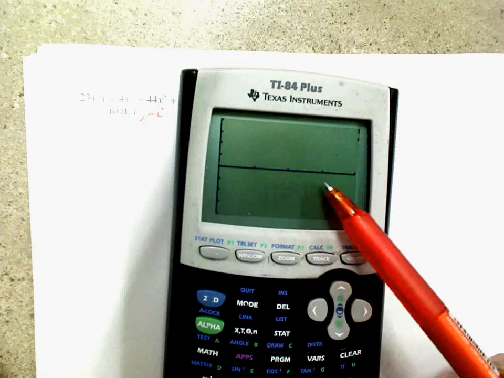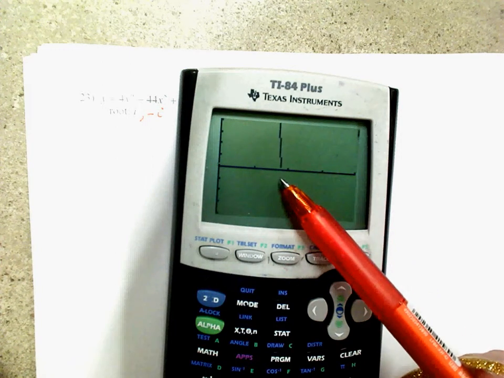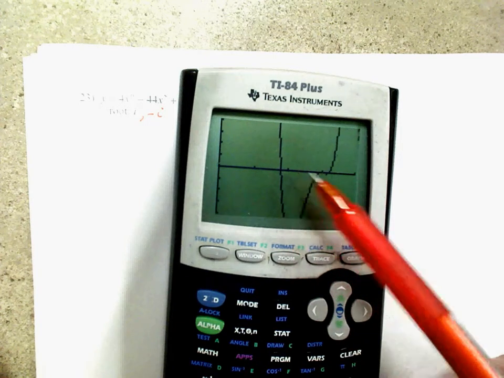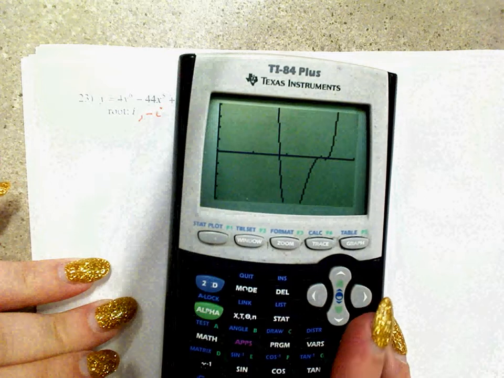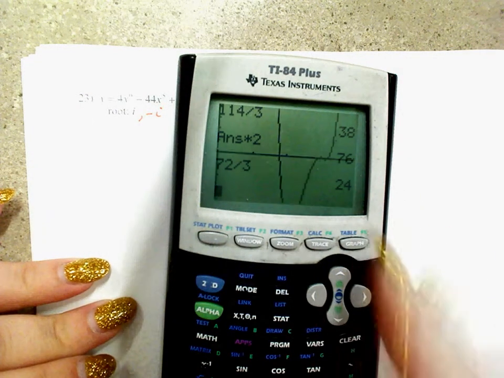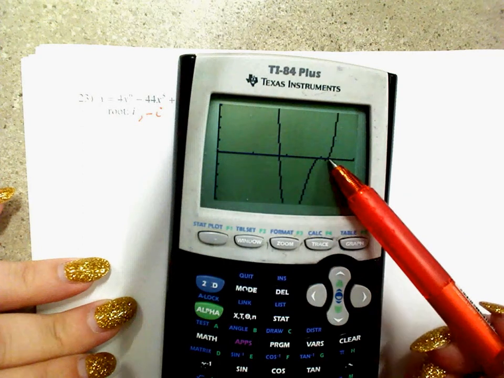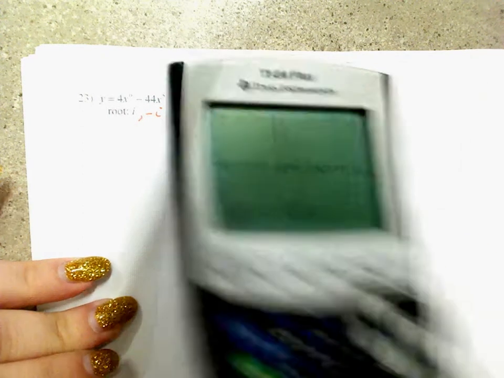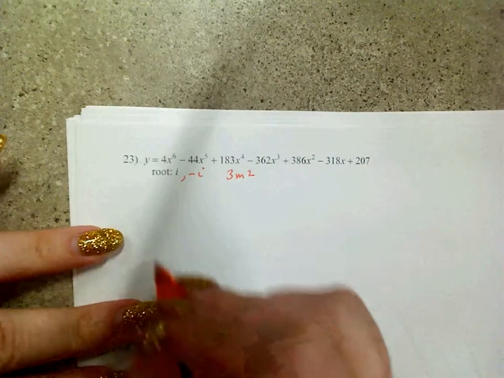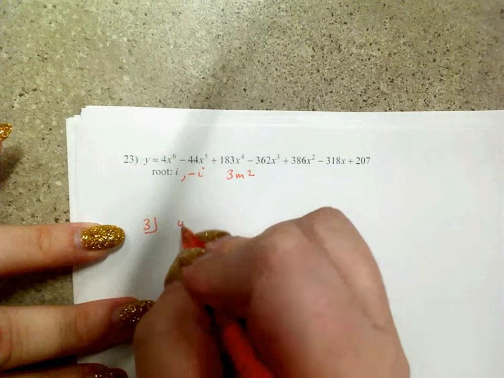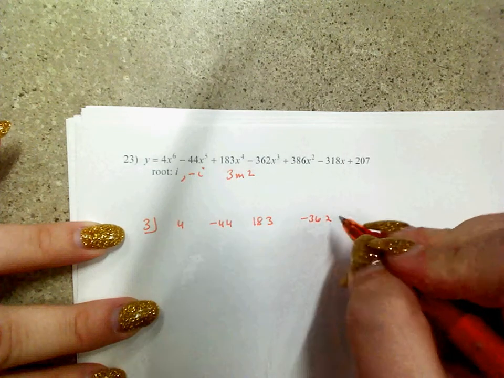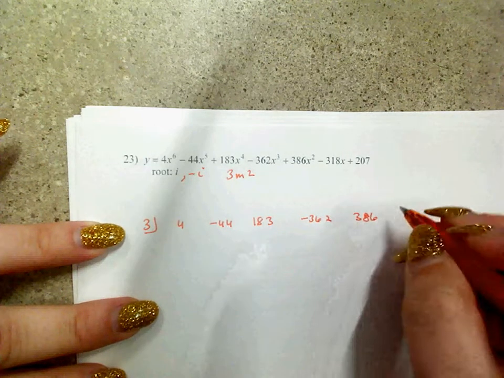This right here looks like it could be 1 and 3/4. That would be 7/4. I don't know this, 207 divides by 7. In fact, I know it doesn't. So I'm pretty sure those are irrational. If that's irrational, that's probably its conjugate pair, which means we're going to go with 3 with a multiplicity of 2. I'm going to divide this out first. So 4, negative 44, 183, negative 362, 386, negative 318, and 207.